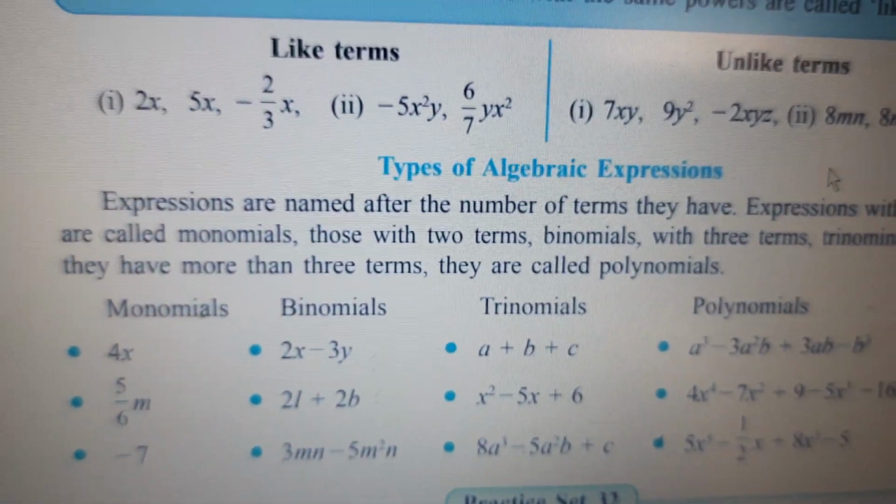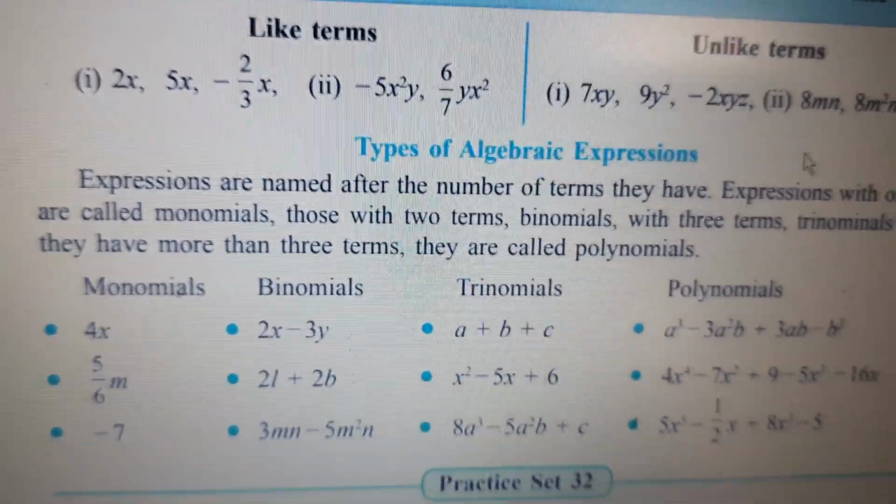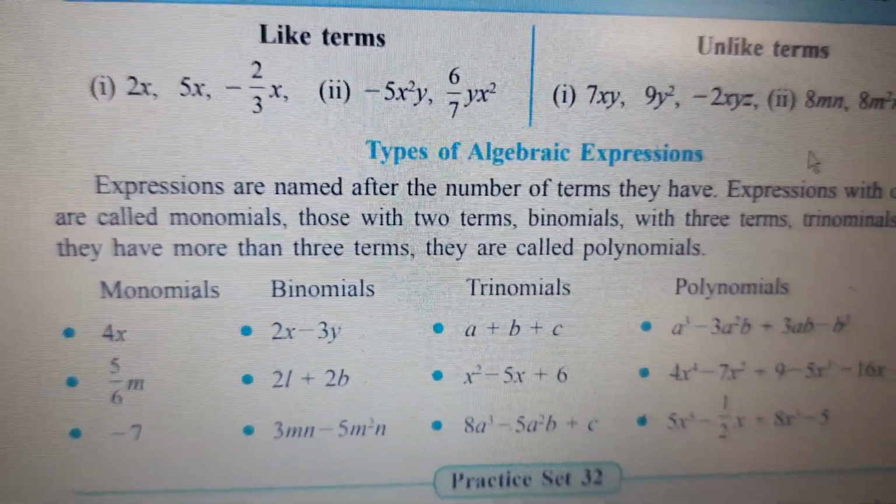So this is all about the explanation, children. Now in the next video we will start with the practice set 32.